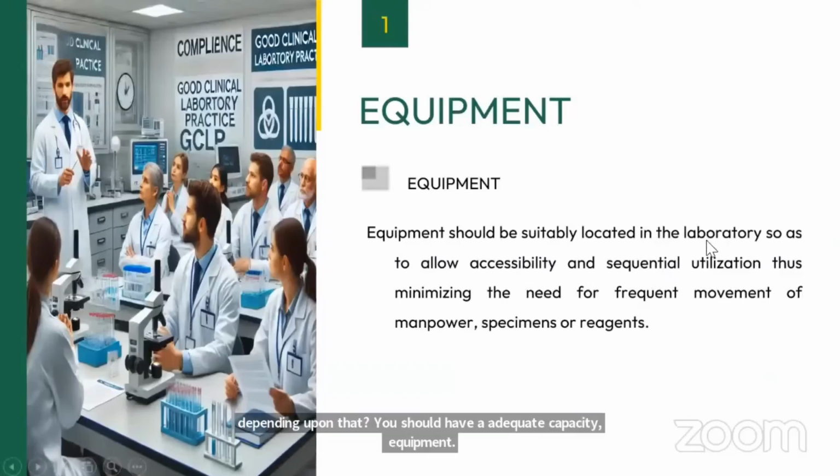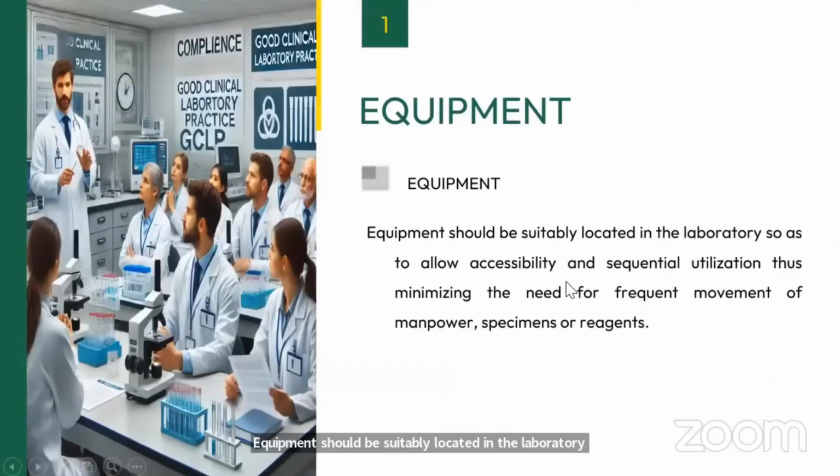Equipment should be suitably located in the laboratory to allow accessibility and sequential utilization, thus minimizing the need for frequent movement of the manpower, specimens or reagents. So equipment should be located so that it is accessible. It is not like the equipment is dumped or cramped in a congested place where it is difficult to enter and not more than one person can work at a time. Whoever is working on the equipment should have that accessibility, and they need not carry the samples from here to there.